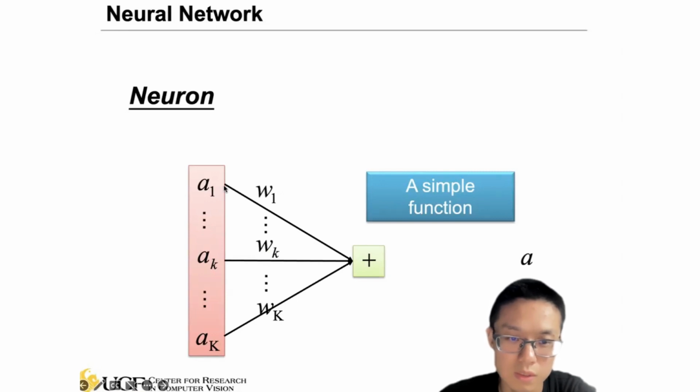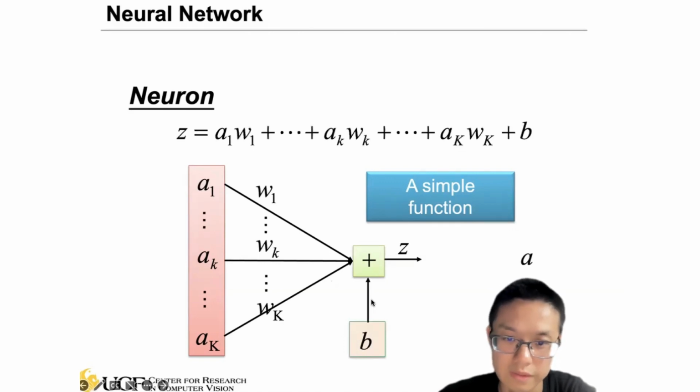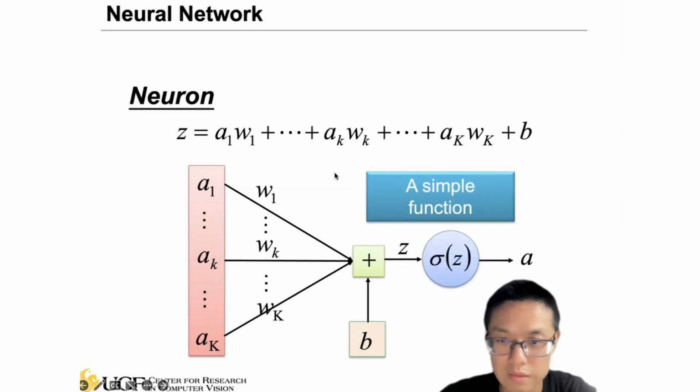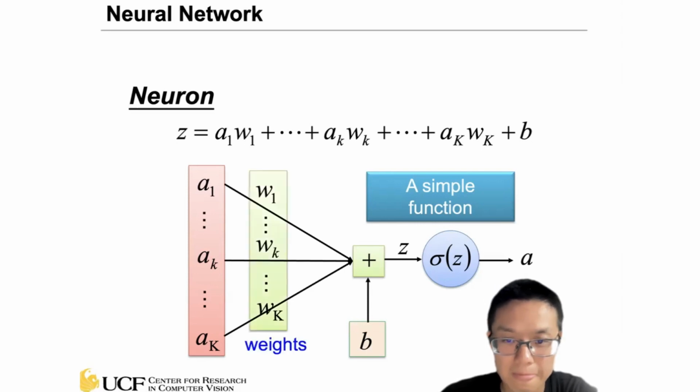And each of these will connect with a weight, okay? So W1 to WK here. So these are the weights, and you can do the summation, and then we'll add a bias term. So you take the summation and add a bias, and you generate output Z, right? So you can write the equation as follows. And also we'll usually have an activation function. So here we have the activation function sigma of Z.